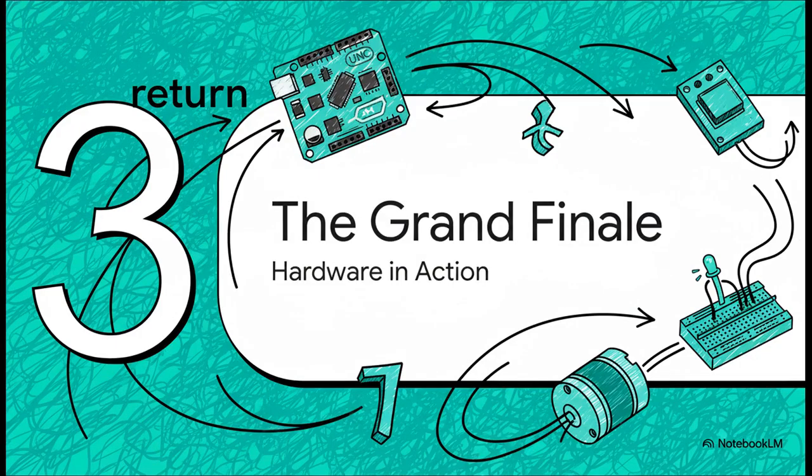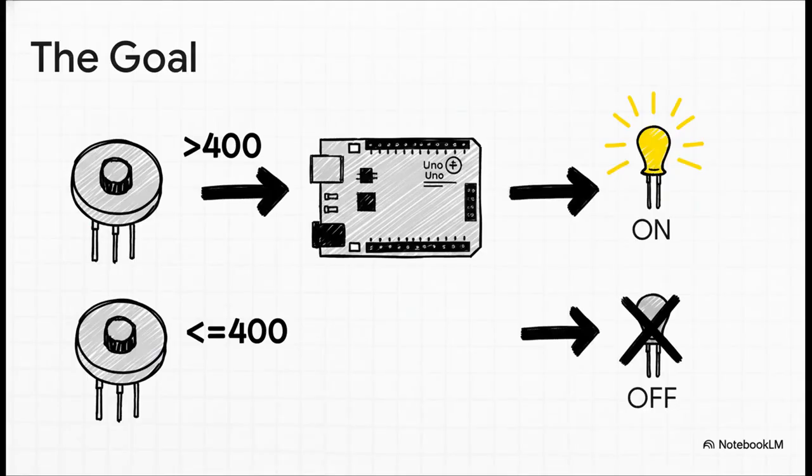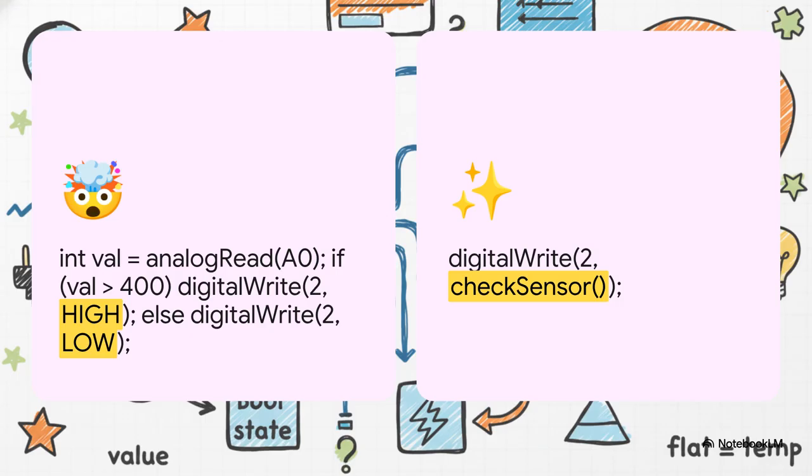Now, all this theory is fine and dandy, but let's see how return can make a real-world hardware project so much cleaner and, honestly, a lot more powerful. Okay, here's the mission. We've got a potentiometer, a little knob we can turn. We're going to read its value. And if that value goes above 400, we turn on an LED. If it's 400 or below, the LED goes off. Super simple. And this, right here, is the magic. This is why we do it.